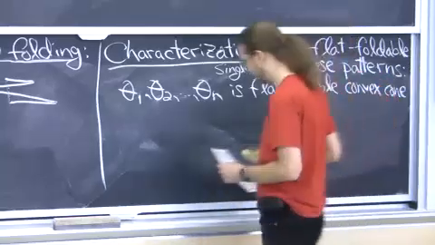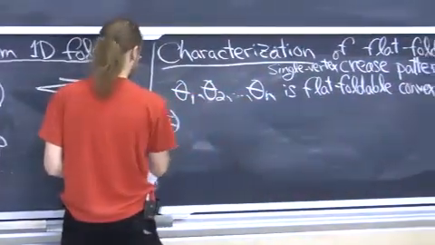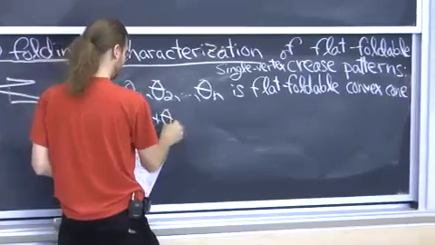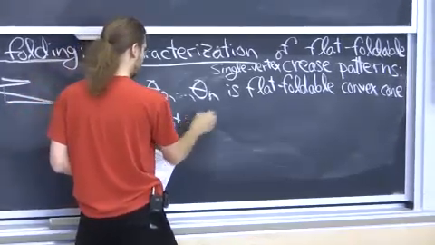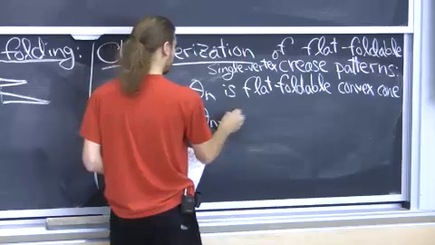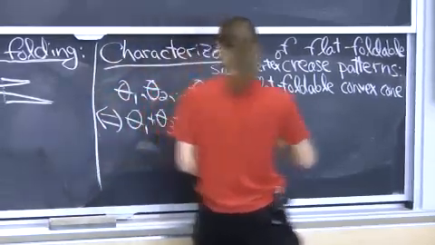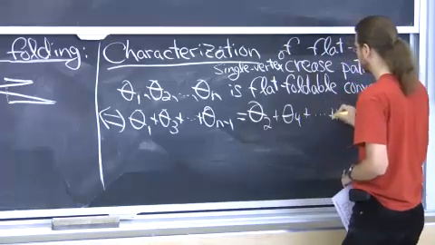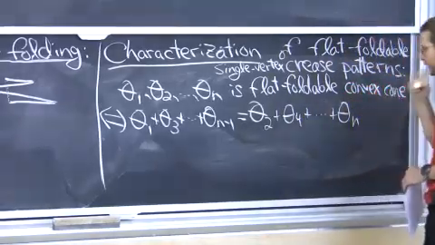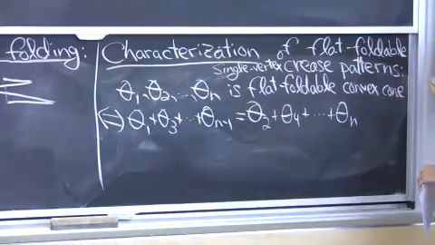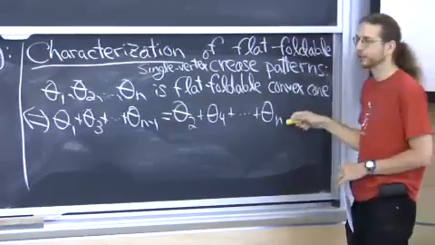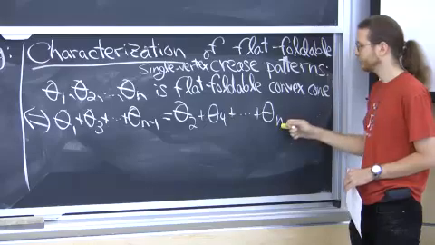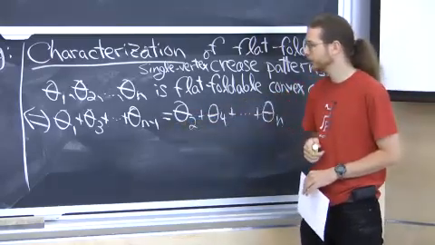This thing is going to be flat foldable if and only if the sum of the odd angles is equal to the sum of the even angles. And yeah, I'm implicitly assuming and requiring here that n is even. That's something we'll prove. So n is actually even, and n minus 1 is going to be odd.